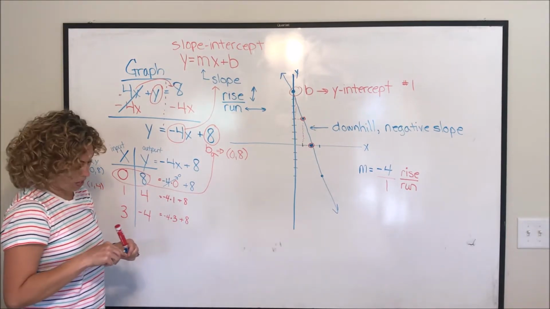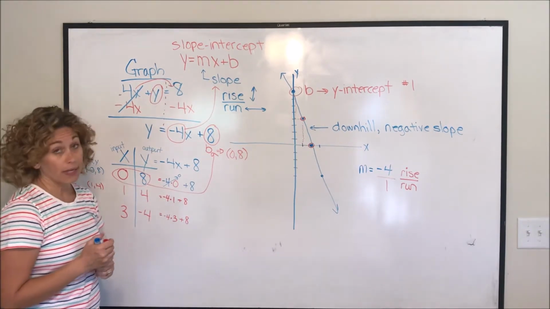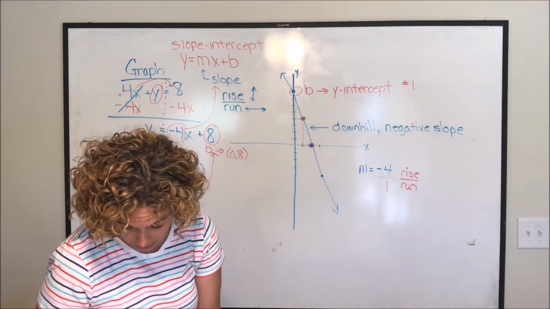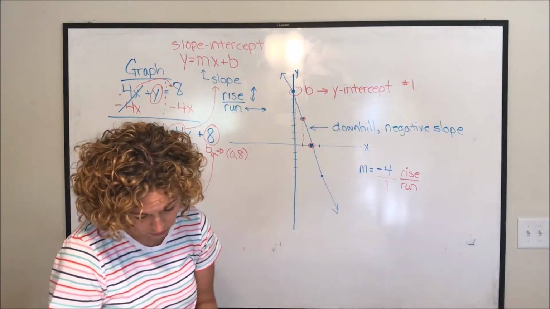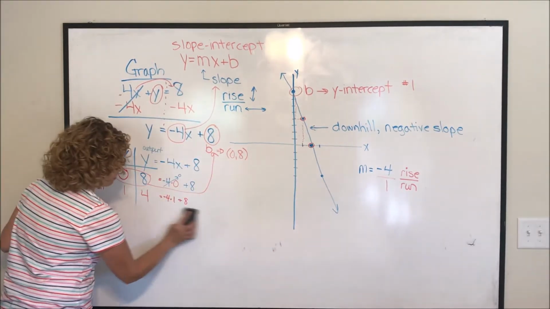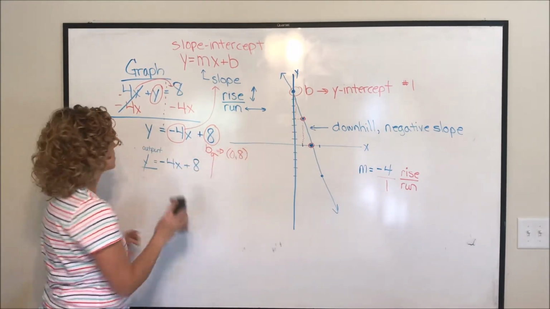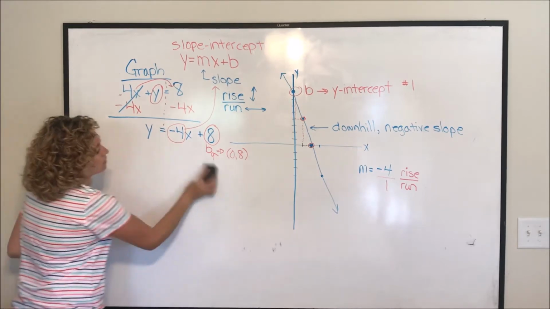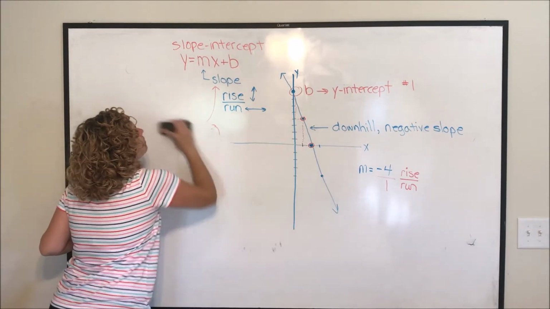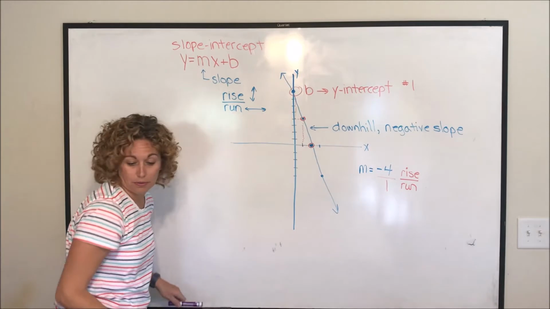Alrighty, so there's that. And that was all we did today. This actually takes quite a lot of time. So what I'd like for you to try is this one, whether you do it with a table or whether you do it with slope-intercept. Okay, so we are going to try this problem here.